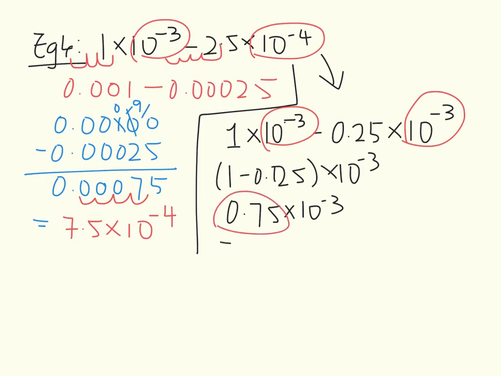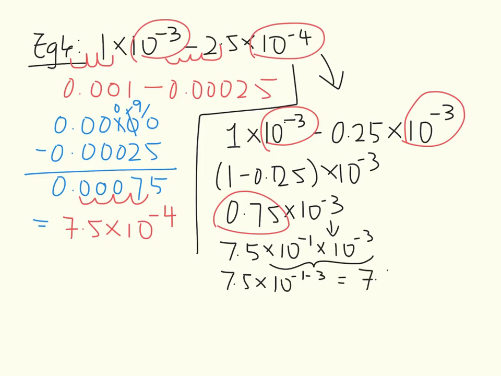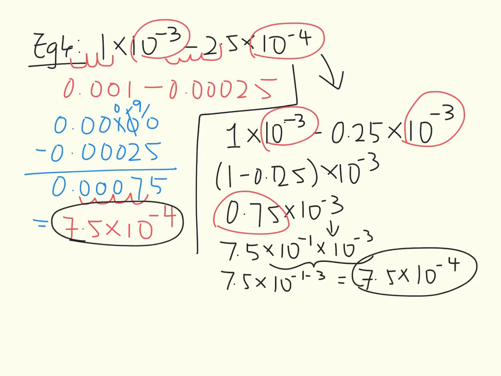I have to make it 7.5 times 10 to the power of... 0.75 is increased by 1 decimal place, so I have to reduce the exponent of 10 by 1, and I have to bring down 10 to the power of negative 3. So, using the product of powers property, I will have 7.5 times 10 to the power of negative 1 minus 3, so 7.5 times 10 to the power of negative 4. This answer is the same as the answer that we got when we did the work in standard form.